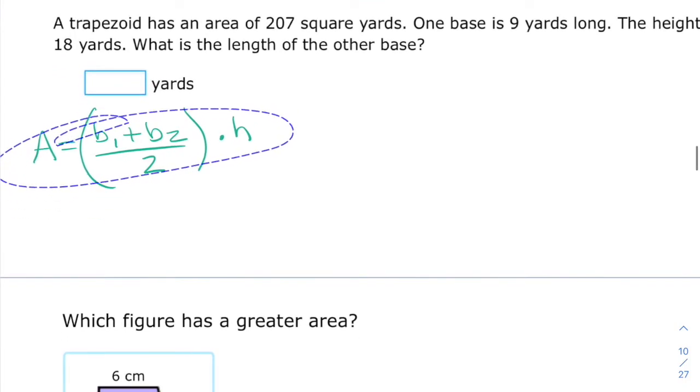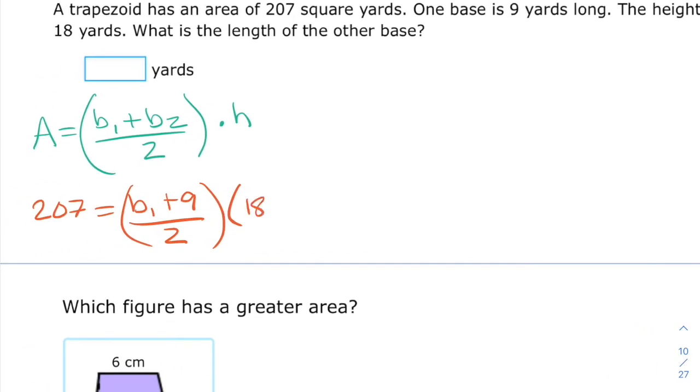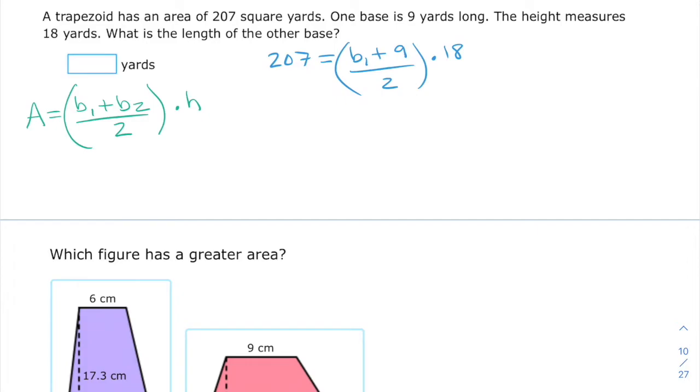And put in the information that we know. So we know that the area is 207. We know one of the bases is 9, but we don't know the other base. So let's call it base 1 plus 9. We don't know what that is. And then times the height, which is 18 yards. Okay? Let's divide both sides by 18.